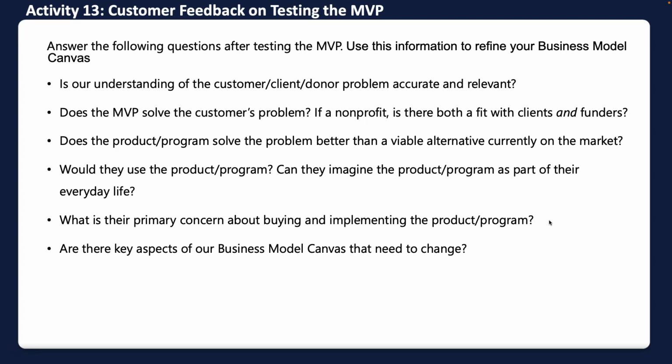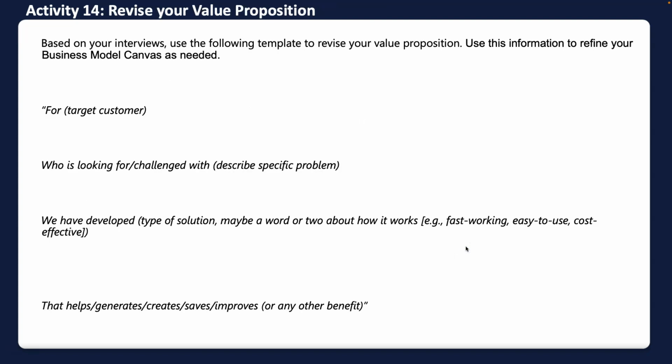And is there anything that needs to change? Are there key aspects of our business model canvas that need to change? It could be a yes or no. If it is yes, then you tell us what those changes are going to be, which is going to take you then up into 14.